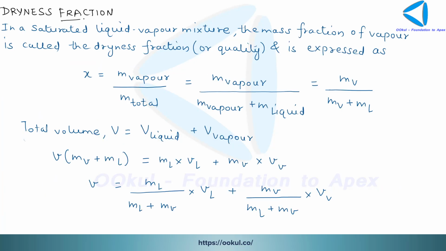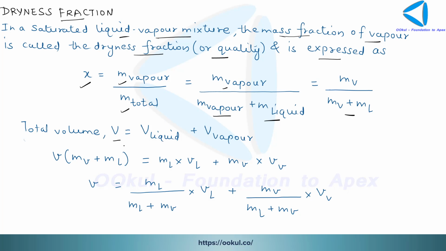Now we see dryness fraction. In the saturated liquid-vapor mixture, that is in the wet region, the mass fraction of vapor is called the dryness fraction, and it is also known as quality. It is denoted by x, equal to mass of vapor over total mass. Total mass can be written as mass of vapor plus mass of liquid. So simply x equals mv over mv plus ml. This is the dryness fraction.